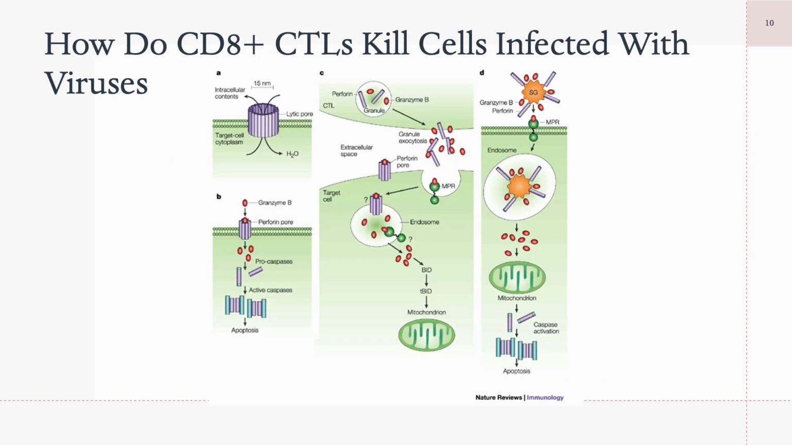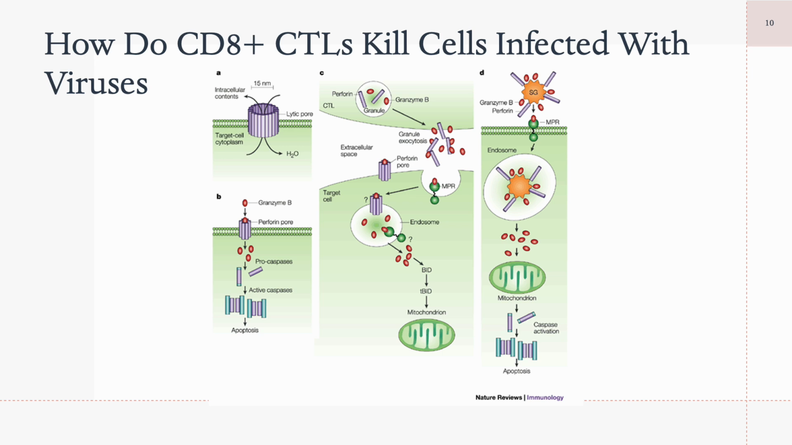How do CD8 plus CTLs kill cells infected with viruses? The method by which CD8 plus cells kill infected or abnormal cells is via the perforin granzyme pathway. First, a naive cytotoxic T cell will recognize the MHC class I presenting antigen peptides. Co-stimulatory signals such as B7 and CD28 will enhance their activation, releasing interleukin-2, which will self-promote proliferation and effector cells.